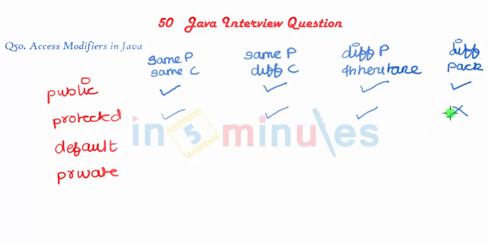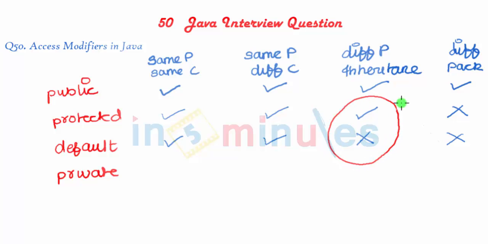In that case, the default field, same package, same class, yes, it will be visible. Same package, different class, again, it will be visible. However, different package and inheritance, it will not be present, and different package altogether, it won't be present again. So this is the key highlight of access modifiers. This is your interview question.